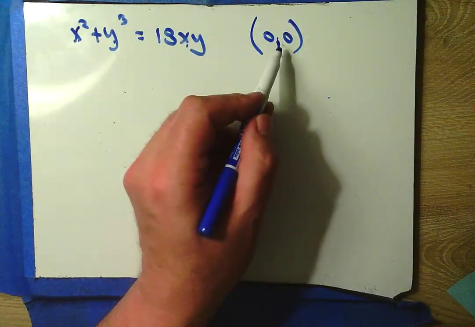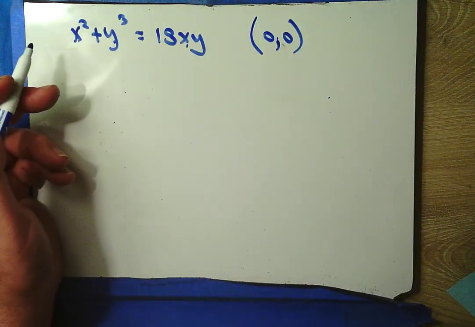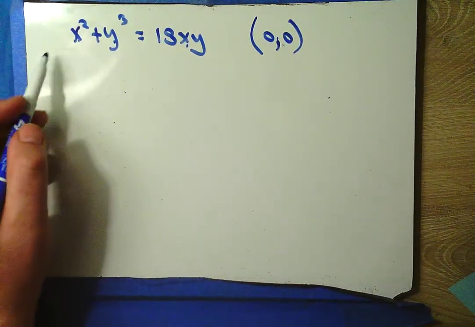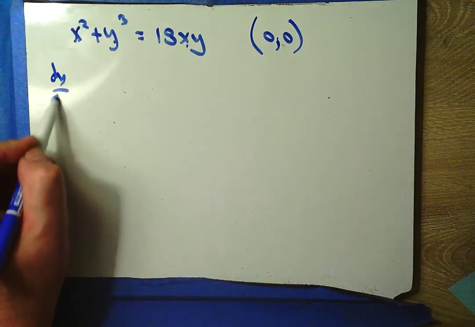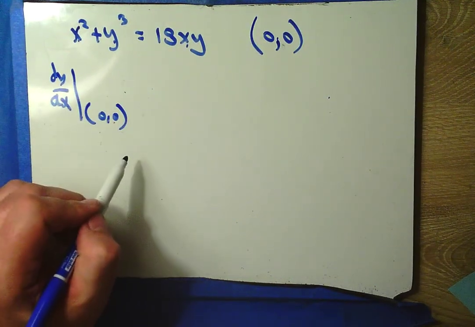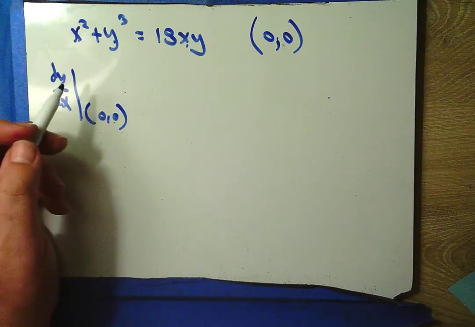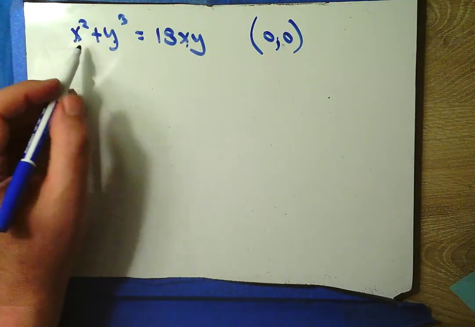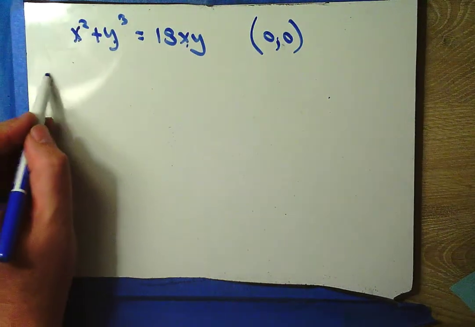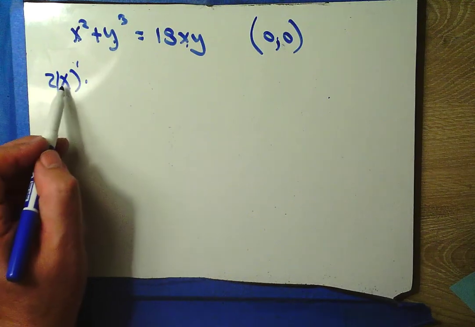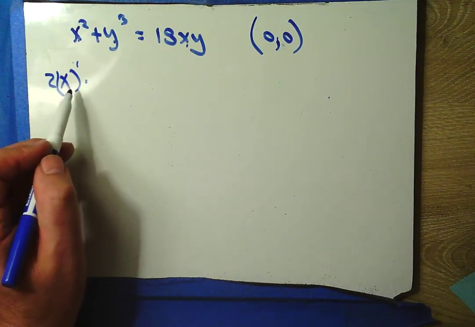So this is my ordered pair. In order to write a tangent line, I need not only an ordered pair, but a slope at a point. So I need to find dy/dx at 0, 0. So that means I'm going to need to find dy/dx. So let's find dy/dx by taking the derivative implicitly. The derivative of x squared will be 2x. And of course, you can represent this chain rulily.